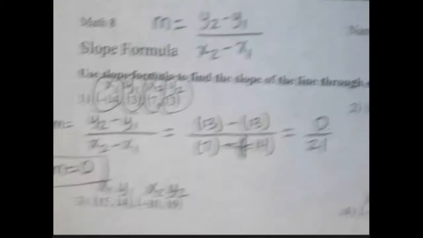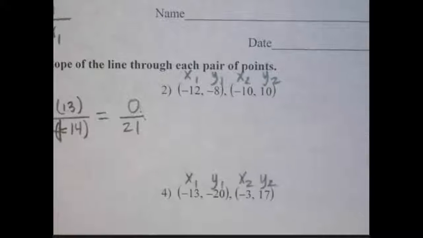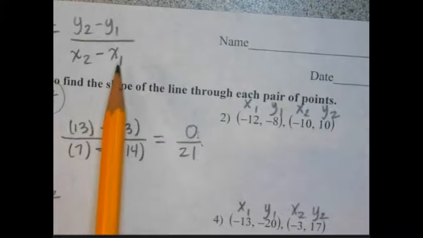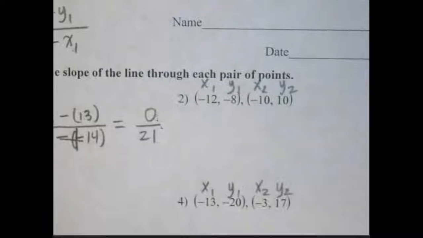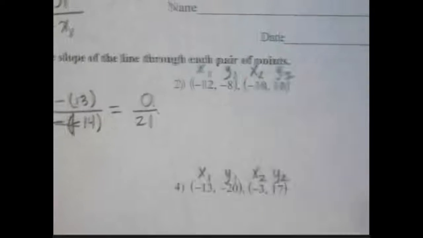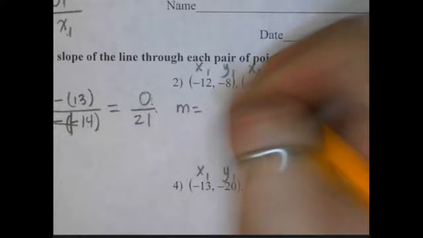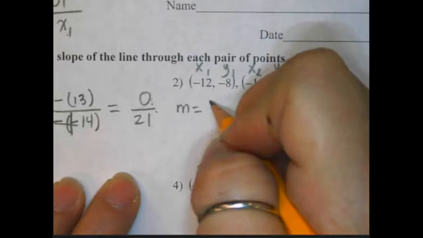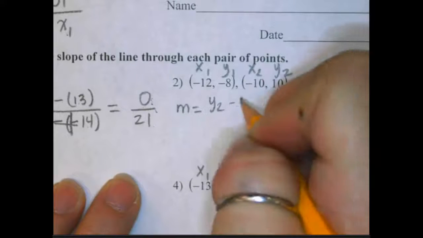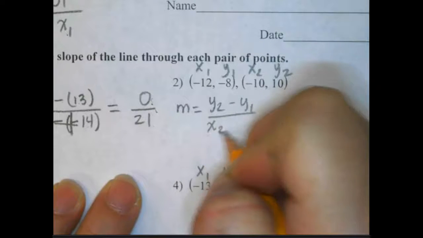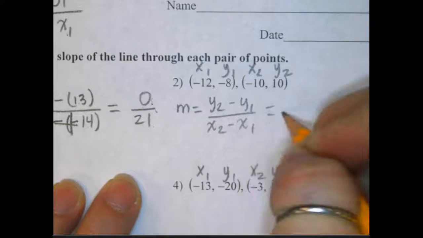All right, so we're going to do number 2 together. And you guys are going to tell me what to do. What do I start with first? What do I start with, Jordan? What do I start with first? I have to write my formula, right? Yeah, let's write my formula. m is equal to y2 minus y1 over x2 minus x1.